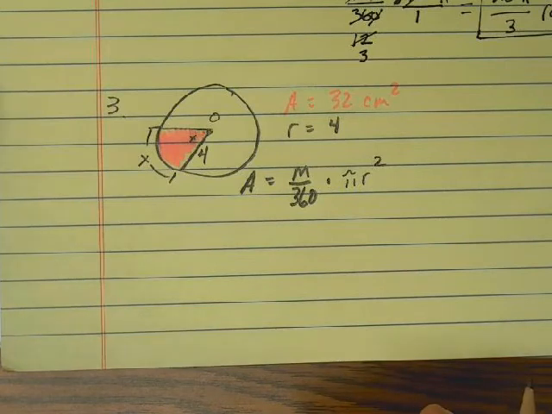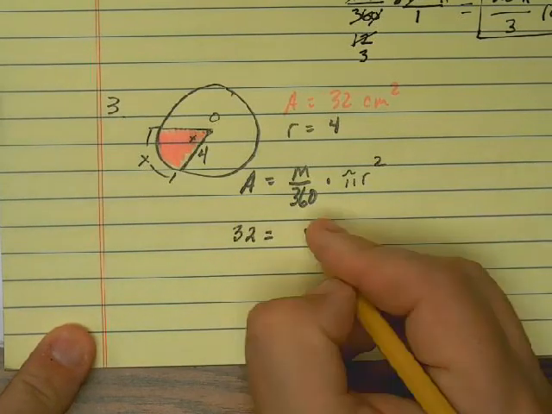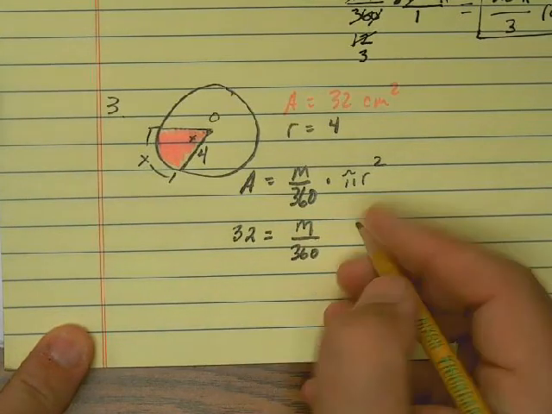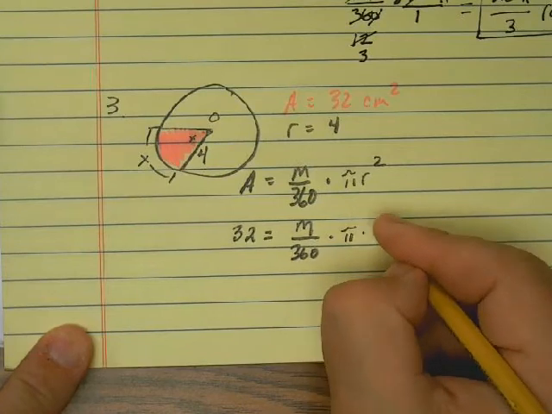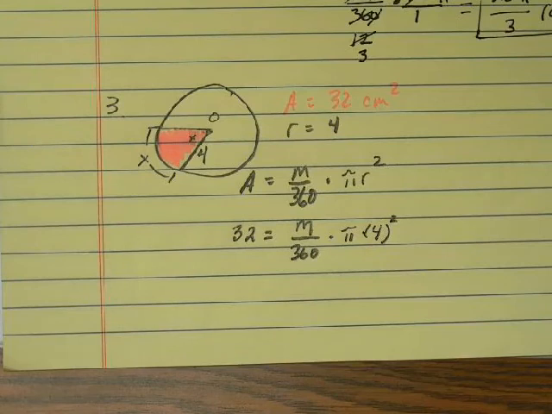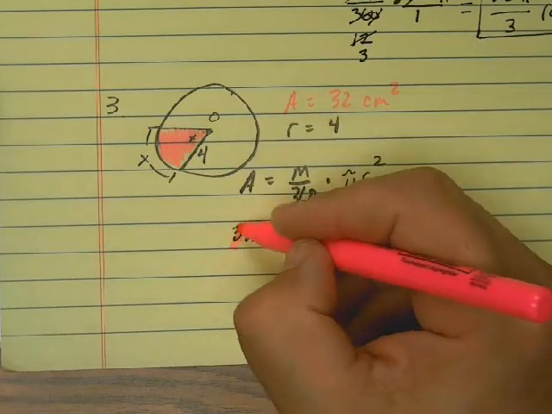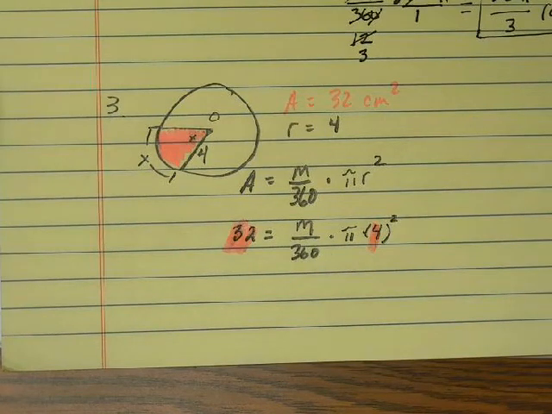So we've talked about quite a bit. Let's plug in what we know. We know that the area is 32, so I'm going to put 32 over here. M is what we don't know, so we're going to go 360 there. And we're going to go pi times 4 squared. Let me pause. All I've done is substituted the area and the radius. That's all I've done.